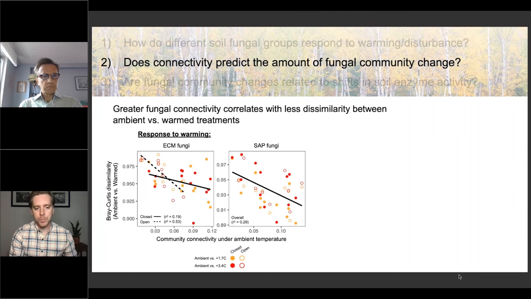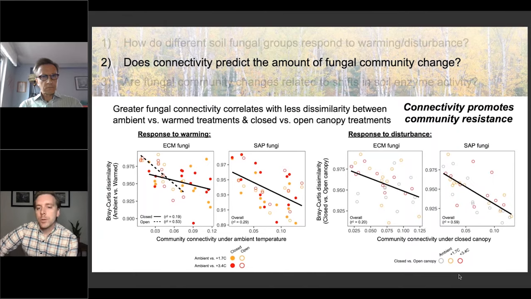So communities that start with greater levels of connectivity in ambient treatments show less dissimilarity, or more compositional similarity, between ambient versus warm treatments. So again, this suggests that connectivity helps promote resistance to change. So that's the response to warming treatments.